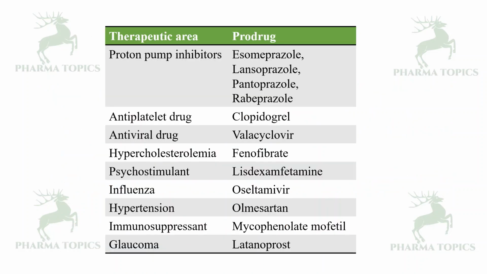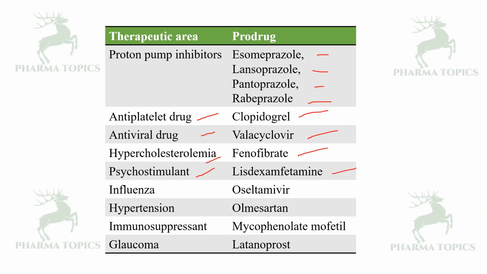So, in a nutshell, we'll see the therapeutic area and the prodrug. Proton pump inhibitors: esomeprazole, lansoprazole, pantoprazole, rabeprazole are all prodrugs. Antiplatelet drugs: clopidogrel is a prodrug. Antiviral drug: valacyclovir is a prodrug. In case of hypercholesterolemia, anti-hyperlipidemic drugs: fenofibrate is a prodrug. Psychostimulant lisdexamfetamine is a prodrug.